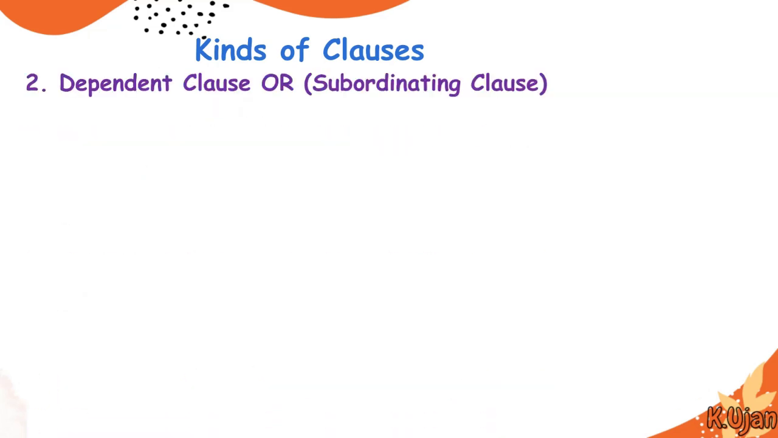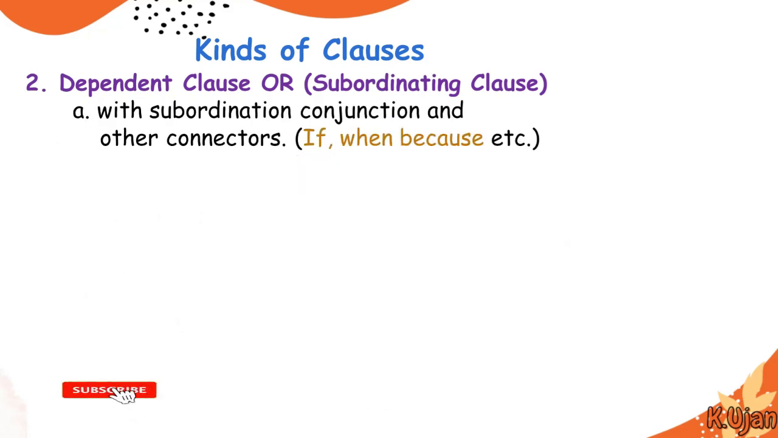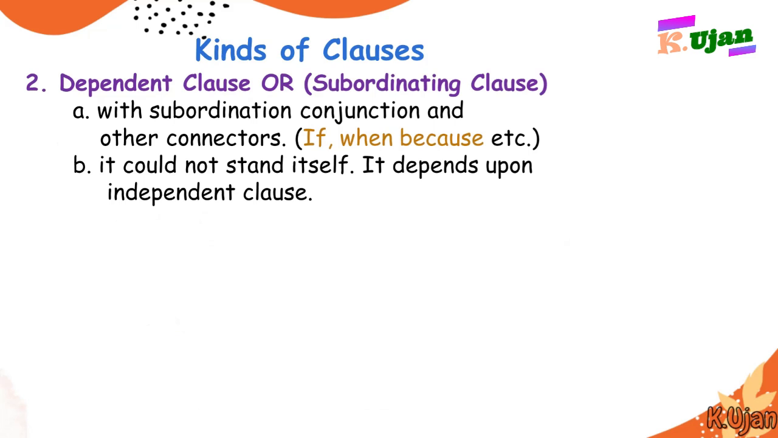Now let's begin to talk about dependent clause or subordinating clause. A dependent clause or subordinating clause comes with a subordinating conjunction and other connectors like if, when, because. With the subordinating conjunction, that is actually a dependent clause. It could not sustain itself. It depends upon an independent clause, so it must come along with the independent clause.